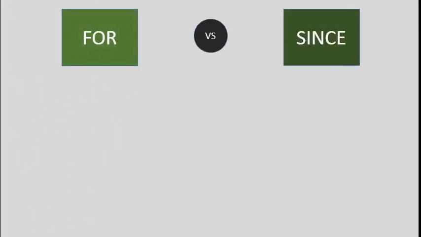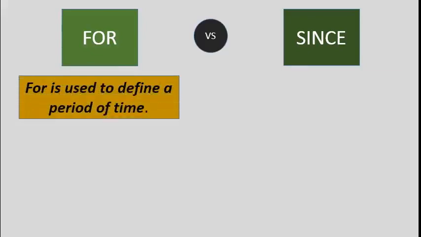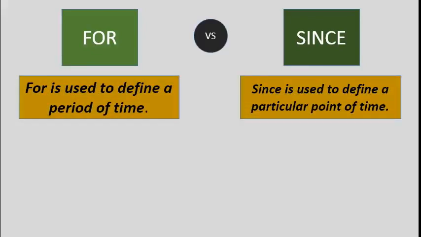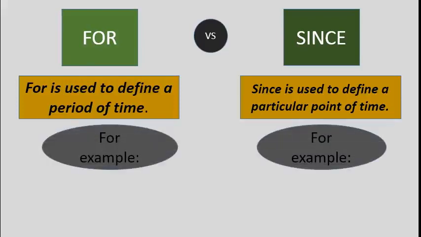Let's see what is the difference between for and since when they are used in present perfect tense and present perfect continuous tense. For is used to define a period of time. Since is used to define a particular point of time. To clarify this, let's see some examples.